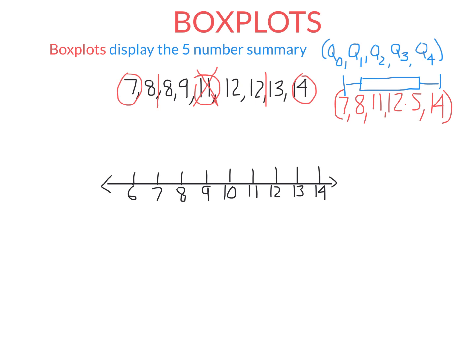So for our data here, we start the box at Q1, 8, and we extend it to Q3, which is 12.5, which is about there. So this is the box part of the box plot. Then we extend a whisker to the maximum, which here was 14, and the minimum, which was 7. There's one more thing we need to do with the box plot. The median is marked with a line in the middle of the box, just like this. So here the median was 11, so we put our median line there. So this box plot displays the 5-number summary, Q0, Q1, Q2, Q3, and Q4.